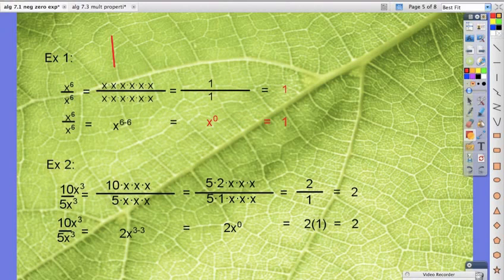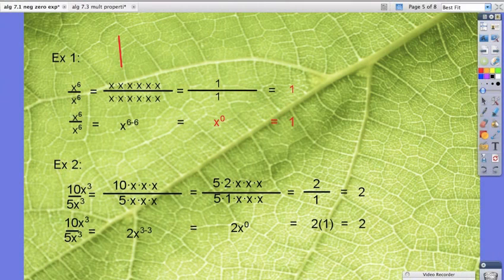So let's try example 1. Another example 1. This is for the zero exponent rule. And this should explain why anything raised to the 0 power equals 1. So you have x to the 6th divided by x to the 6th. And you'll notice that all of these things will get canceled out because we have an equal number of x's on the numerator and denominator. So that's equal to 1 divided by 1, which is obviously just 1.